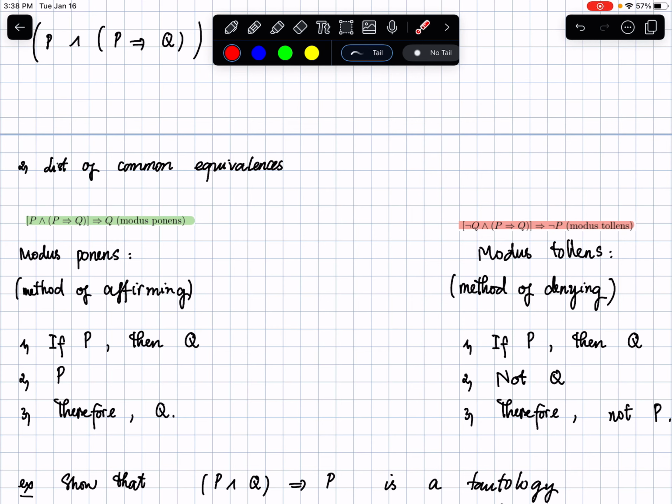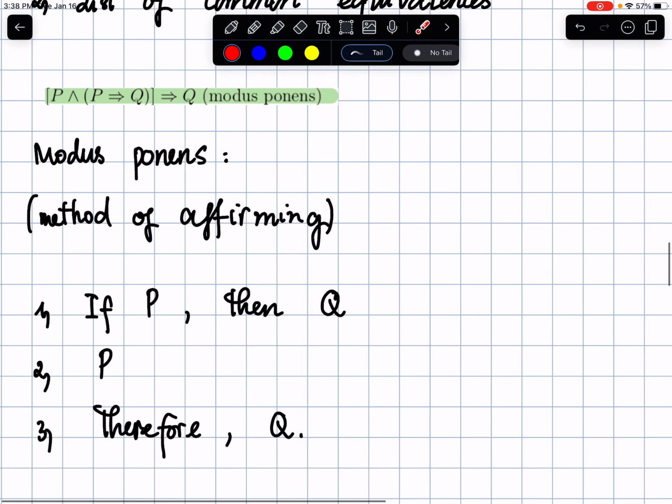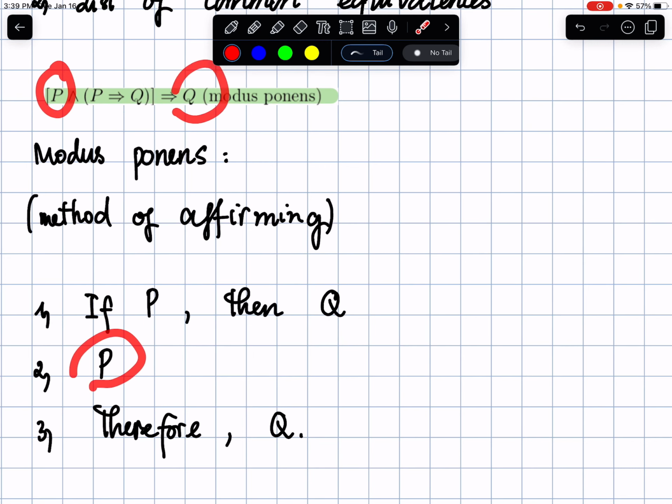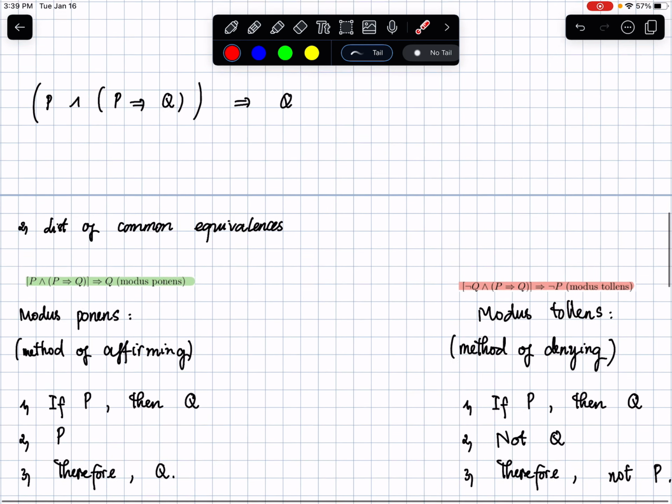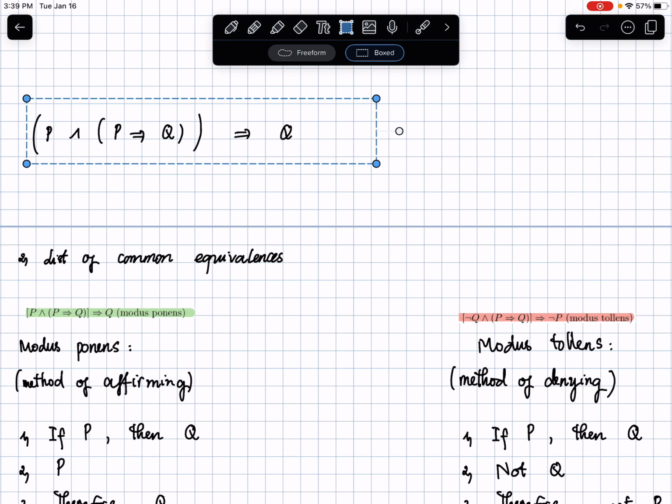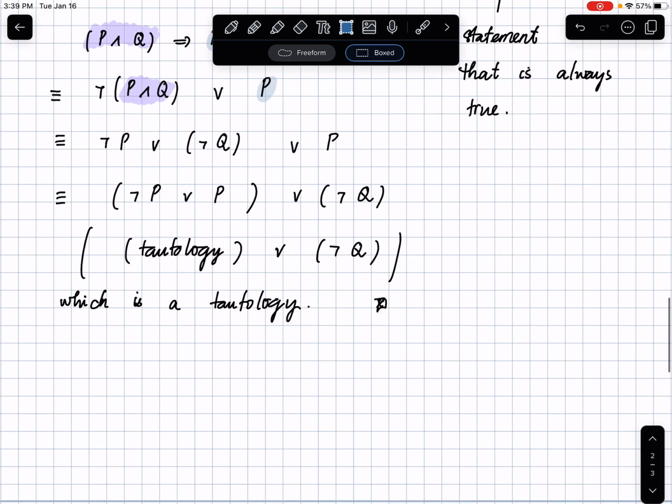We can read it as follows: if P then Q. If we have P, therefore we have Q. P implies Q, we have P, therefore we have Q. Makes sense, right? How do we prove this is a tautology?